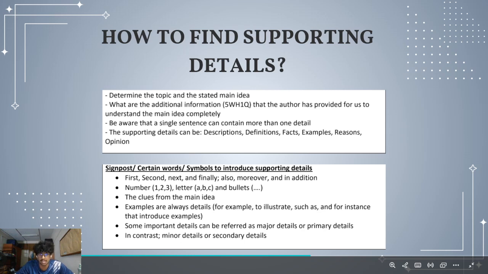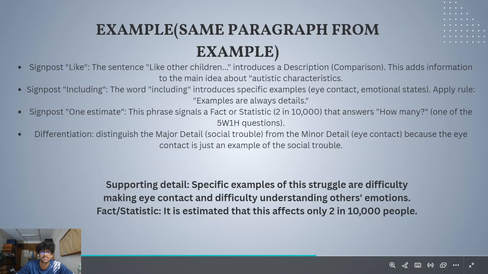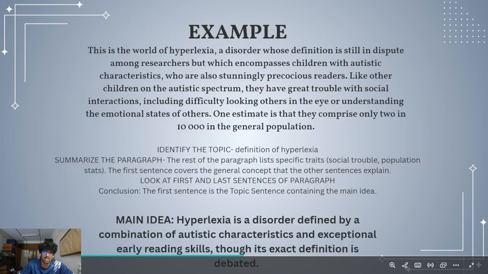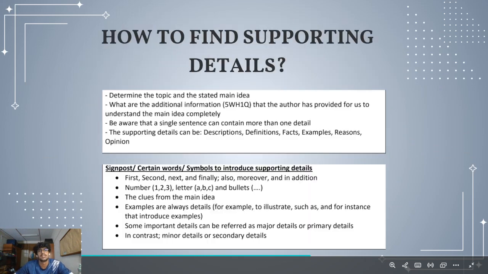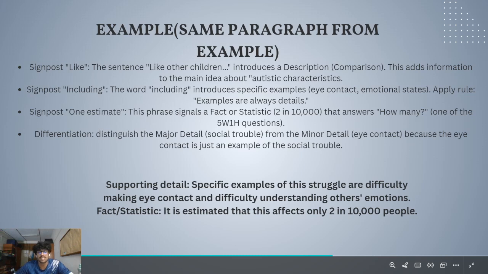Next, we need to be aware of signposts, which are certain words or symbols that introduce supporting details. First, second, numbers, letters, bullets, clues, examples, important details, major, minor, primary, and secondary details are all counted as signposts. So let us try to find the supporting details in a paragraph. We are taking the first example, Introduction to Hyperlexia. You can pause the video, go back to the paragraph, and try to find the supporting details for yourself first.